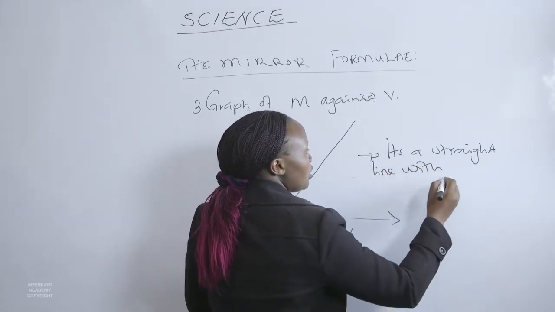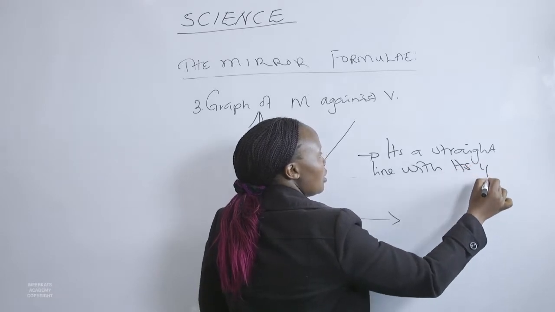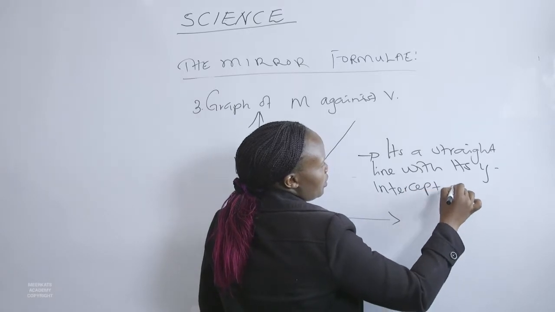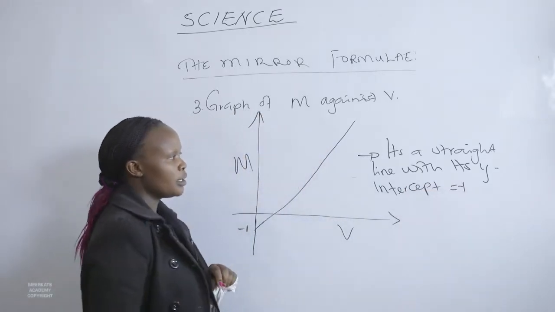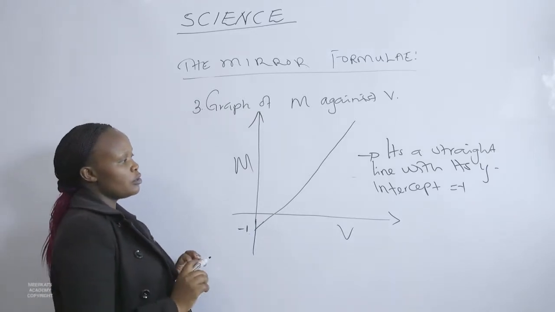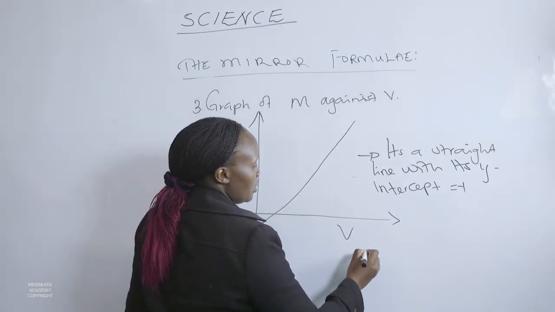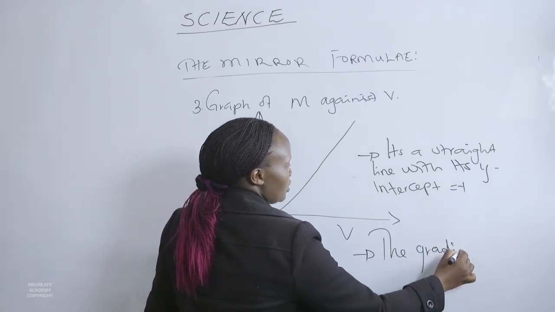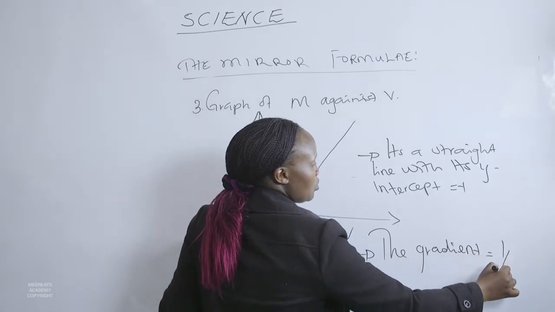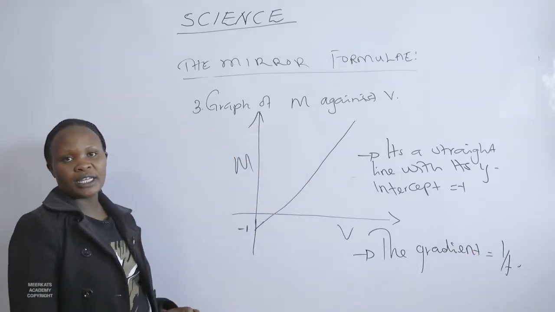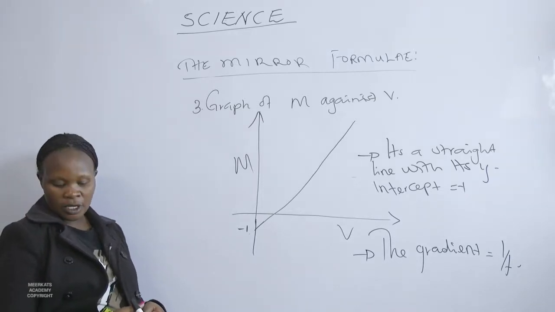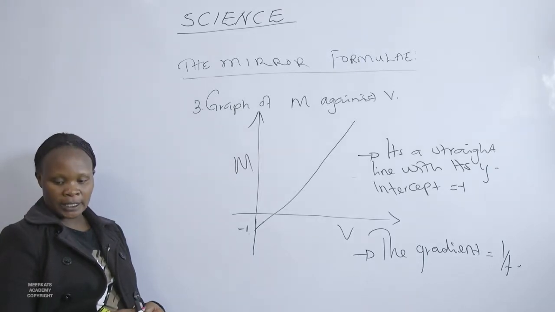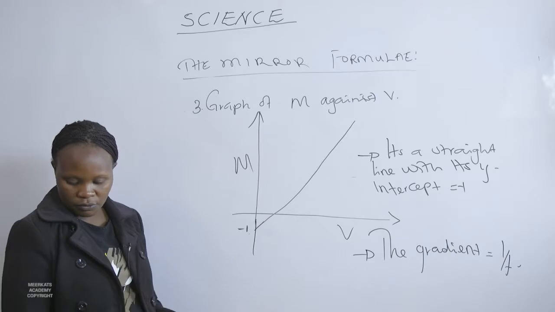is a straight line with its y-intercept equal to -1. Now, something else that we will note about this graph is that the gradient is equal to 1 over focal length. The gradient of this graph is equal to the reciprocal of the focal length.